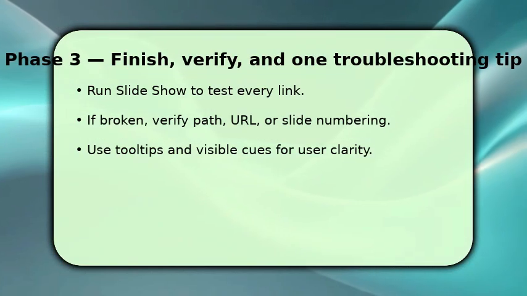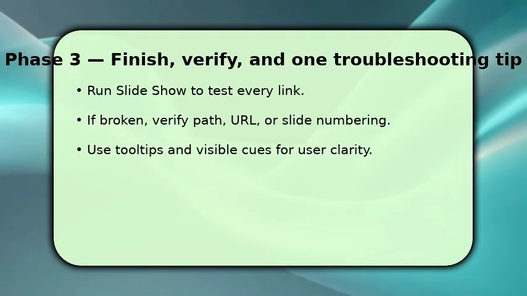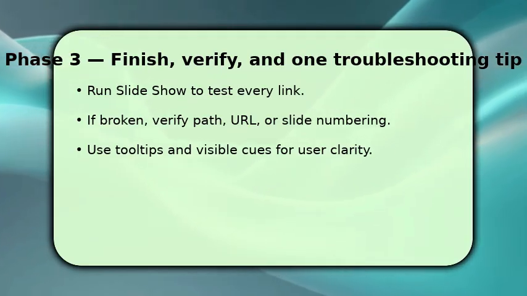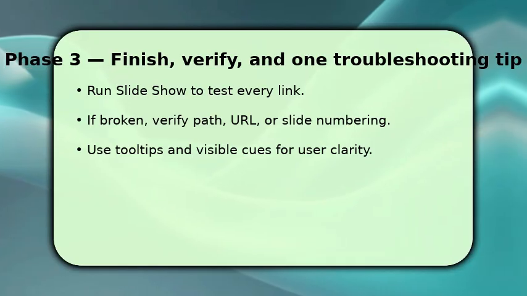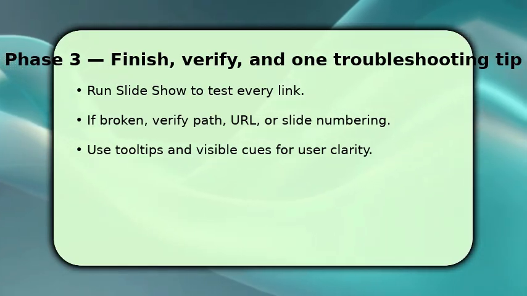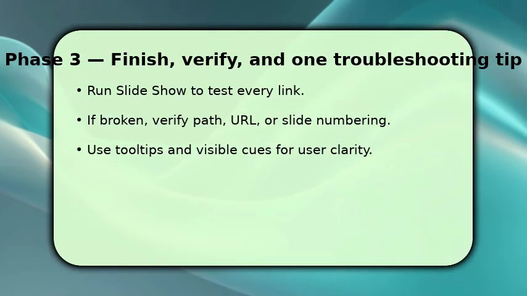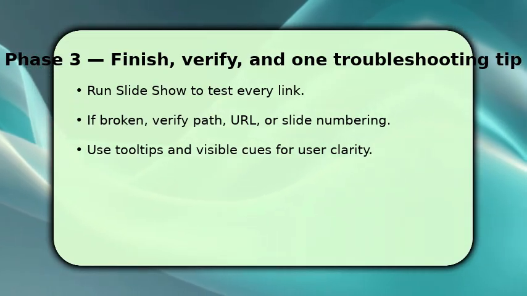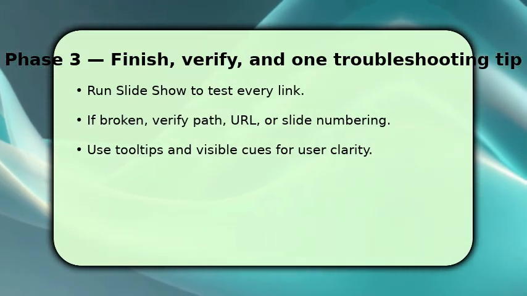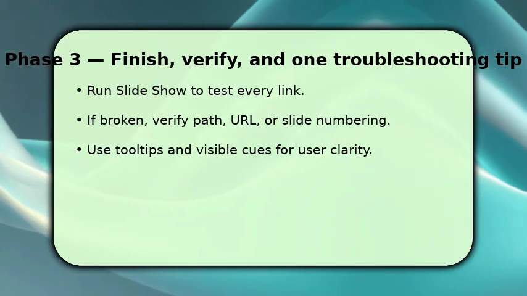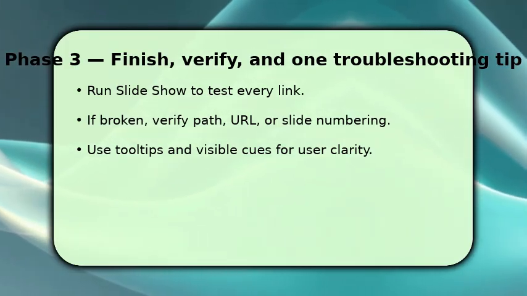If a link fails, first verify the URL or file path, ensure the target slide still exists, and confirm that linked files are bundled with the presentation. Make sure hyperlinks aren't blocked by security settings when sharing. As a troubleshooting tip, if links break after moving the file, re-establish them using relative paths.